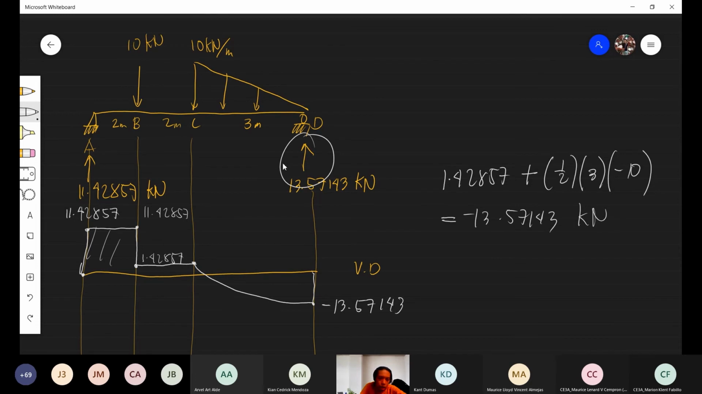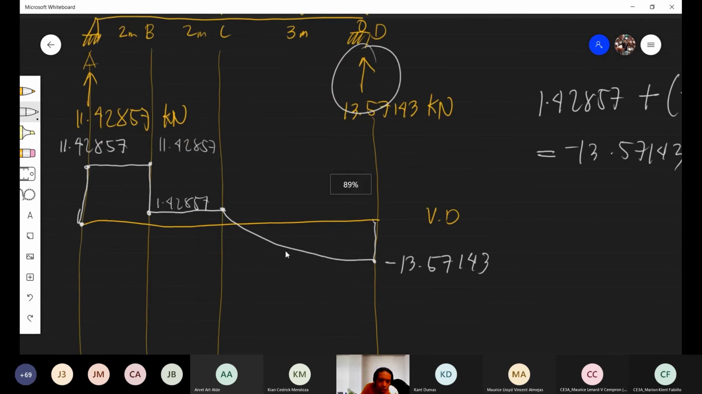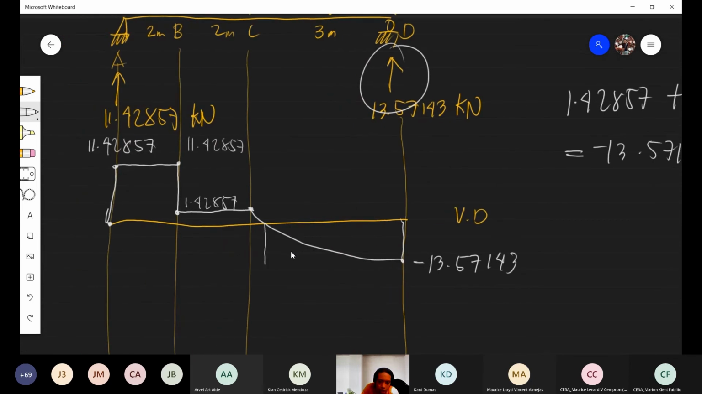Area? The shear diagram. But there is a problem because the shear already went to zero. Since the shear went to zero, you need to know this distance. Okay? You need to be able to find this distance. We need to know that distance. How do you suppose we can solve that?